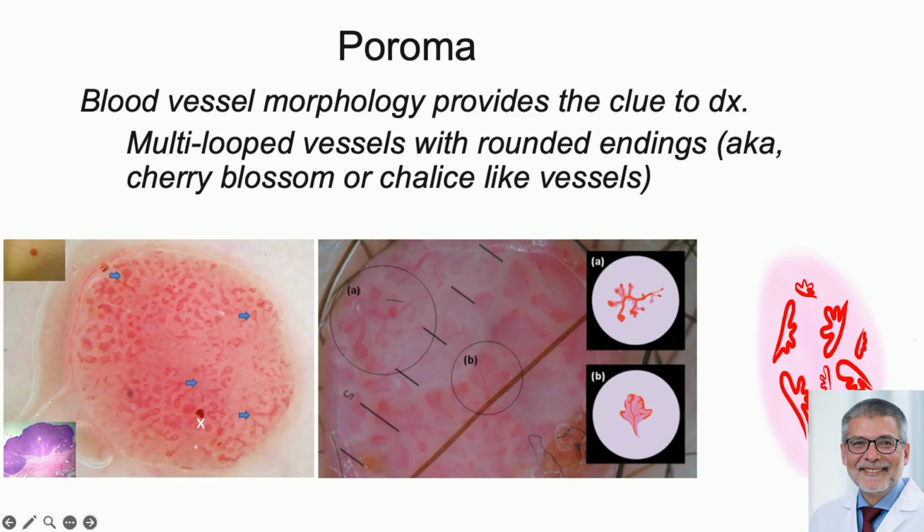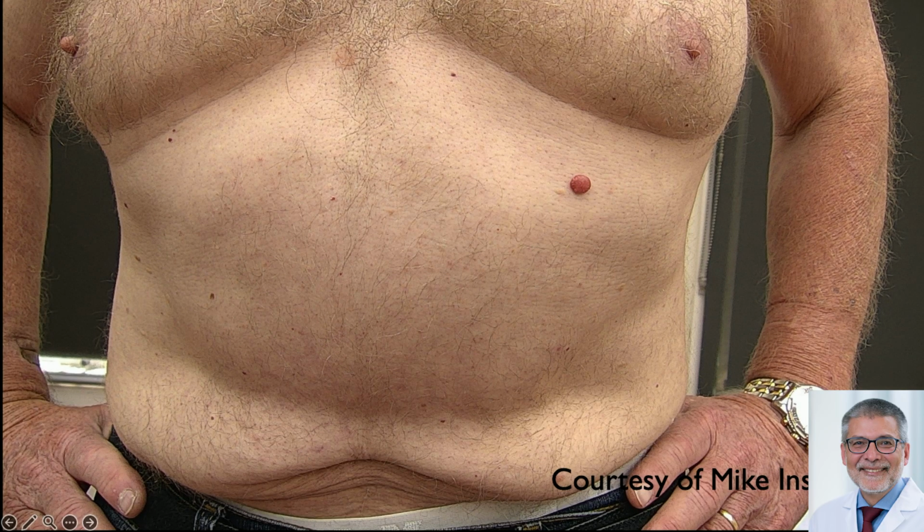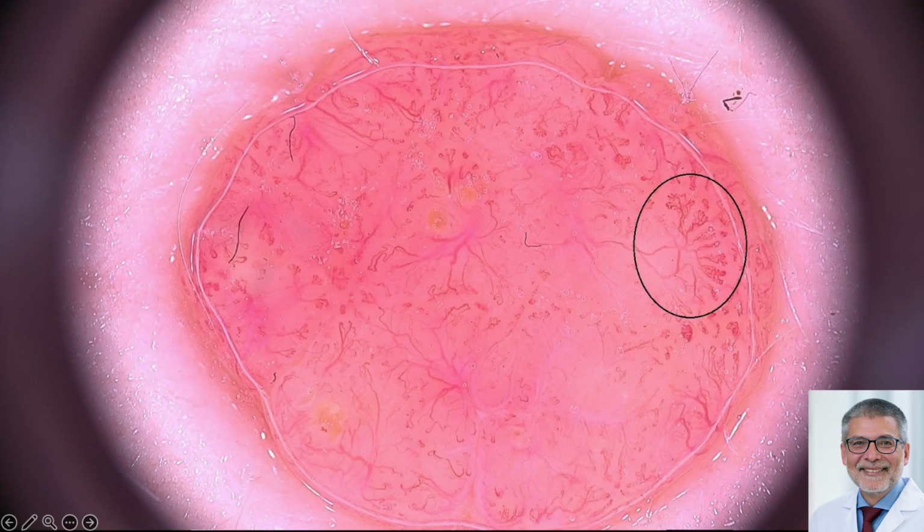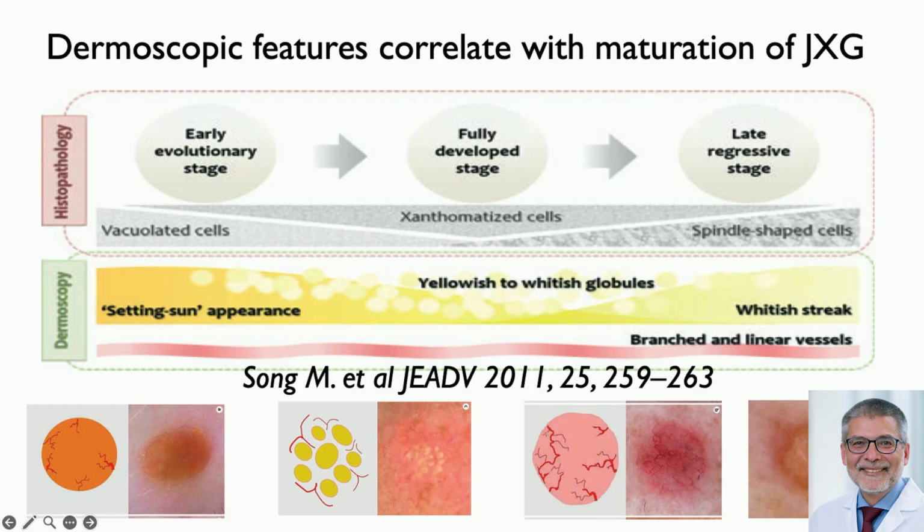And so the first one is a poroma. A poroma ends up having a vessel pattern that is fairly unique, and it's sort of these multi-looped vessels with rounded endings. Let me show you a poroma. This is a poroma on the abdomen, and I will highlight these multi-looped vessels with rounded endings. When you see that vessel in a lesion, you can say, it's probably a poroma. I'm going to biopsy, I'm going to put on my pathology, rule out poroma, right? But still biopsy the lesion. But that's sort of the hallmark pattern.